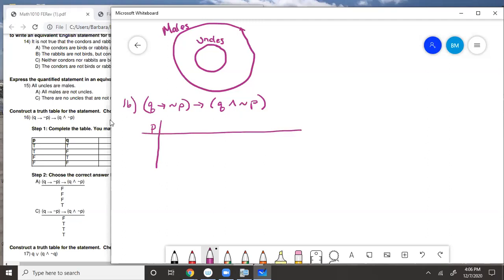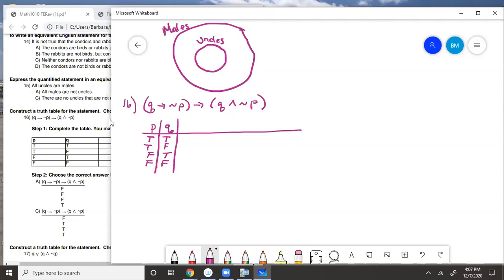So we have P and Q, and P can either be true or false, right? So either they're both true, or P is true and Q is false, right? And then there's another scenario where P is false, Q is true, or they're both false, right? So we're taking care of every single case.